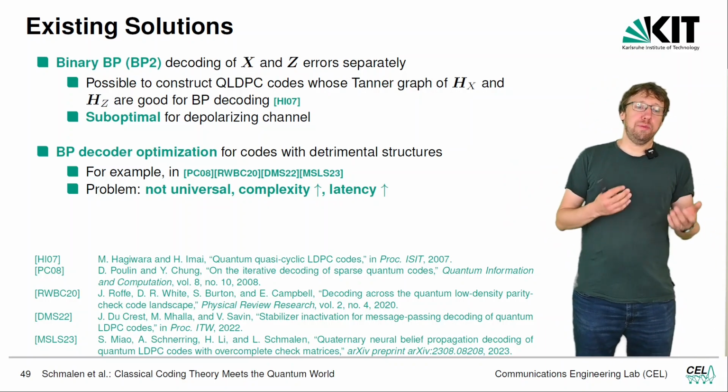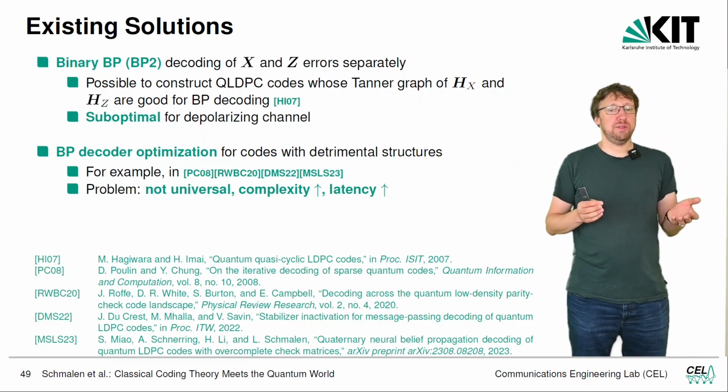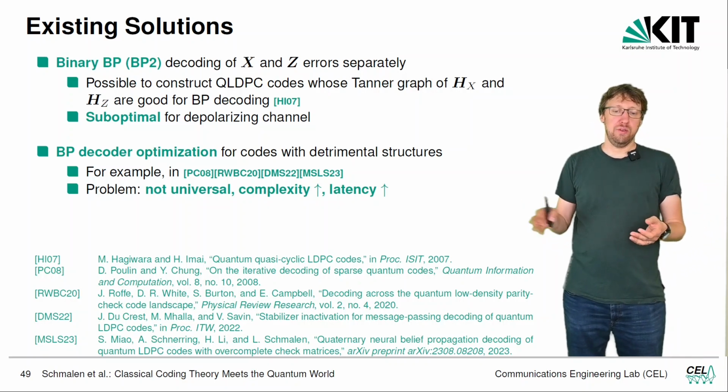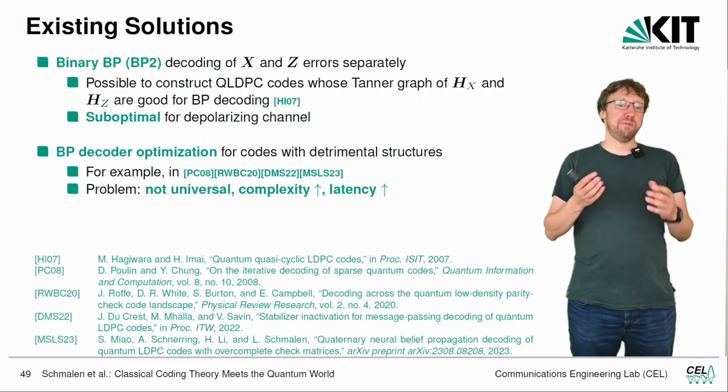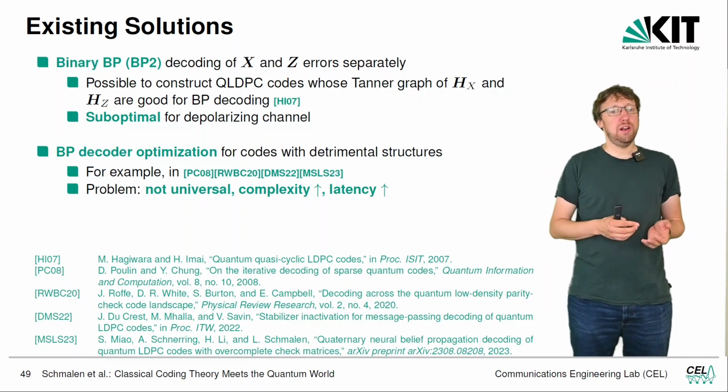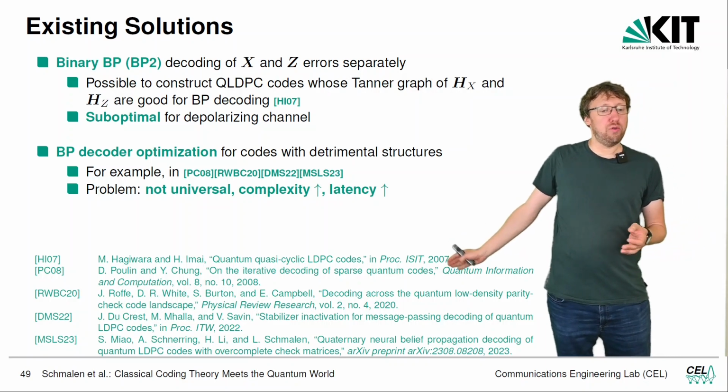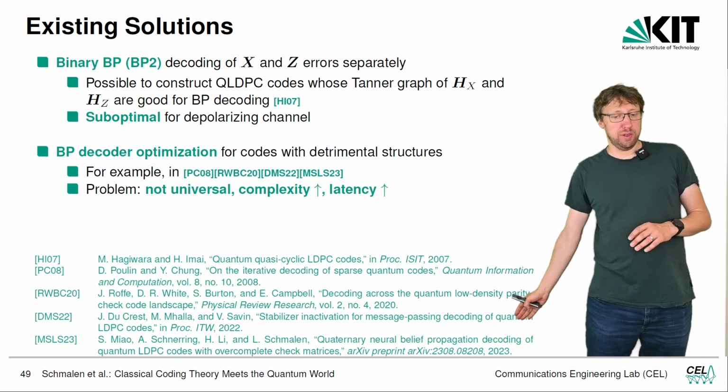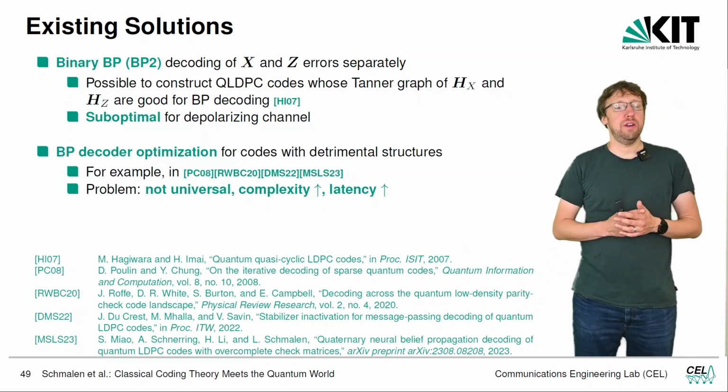And we can optimize the BP decoder for codes with detrimental structures. We can use all kinds of post-processing techniques. We can use machine learning. And we have our own previous work on this. You can see the reference at the bottom, where we use a machine learning decoder.